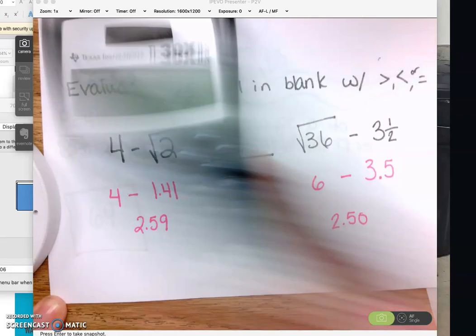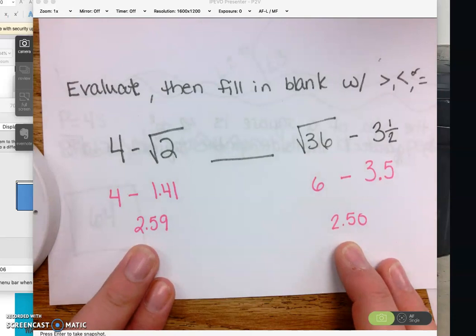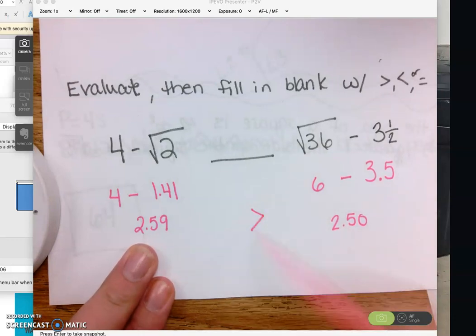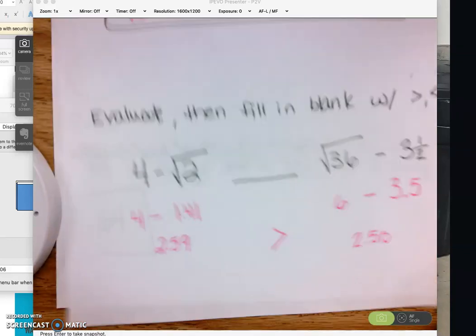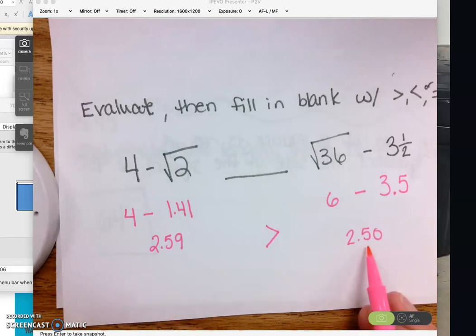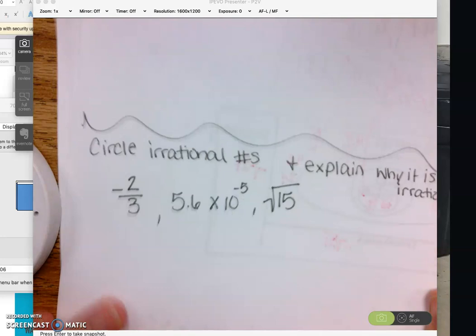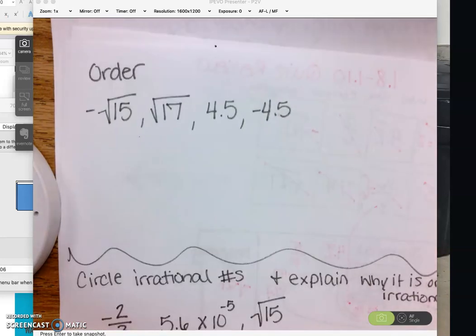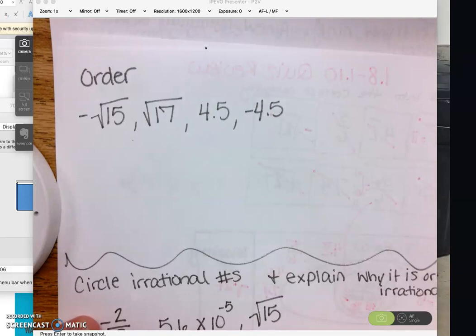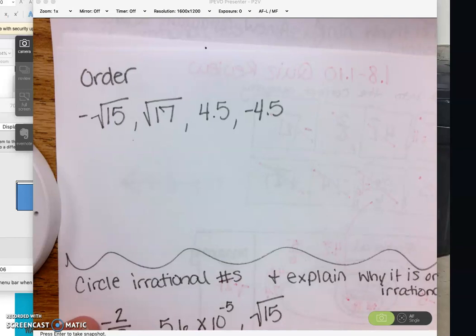0. Now, if I look at my two numbers, which is bigger? 2.59. Any questions? Well, this one is 2.50. Yep, 2.5. If the negative is on the outside, it's not imaginary. If the negative is on the inside of the square root, it's imaginary.